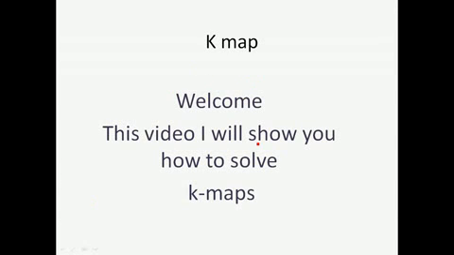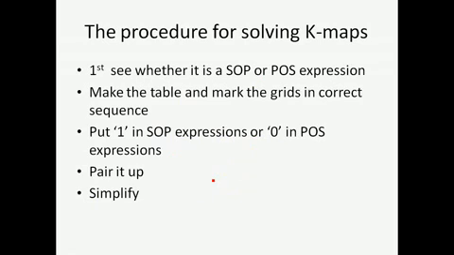Welcome friends, in this video I will show you how to solve K-map efficiently and very fast. You just need to remember these 5 steps. First, see whether it is a SOP or POS expression. Then make the table and mark the grid in correct sequence. This is important, mark the grid in correct sequence. Put 1 in SOP expression or put 0 in POS expression. Then pair it up. The pairing is also an important aspect. Next, simplify.